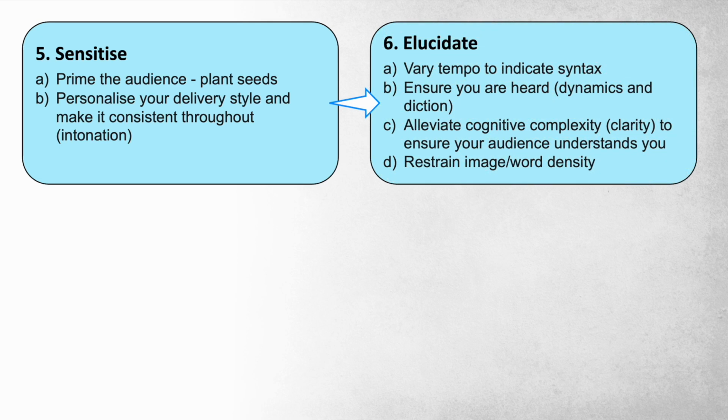How about elucidating then? So I've just spoken about varying the tempo to indicate your syntax. Ensure that you're heard. If you are presenting in a room, book that room beforehand. See if your voice carries from the front to the back. And also alongside dynamics, think about diction. That is the pronunciation, the clarity of your pronunciation of each word. And that can help alleviate cognitive complexity. The way that you express, the clarity of your speech helps complex ideas be absorbed more clearly.